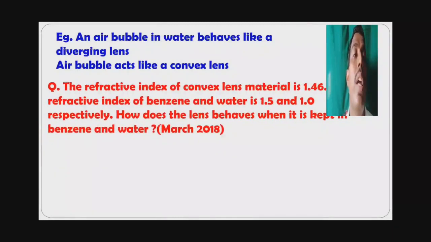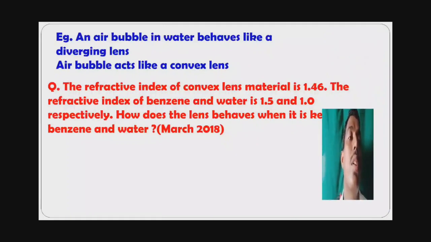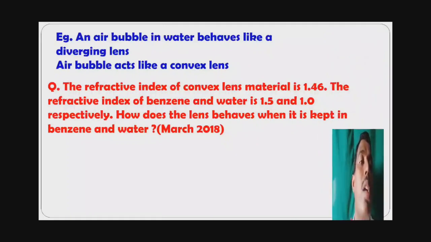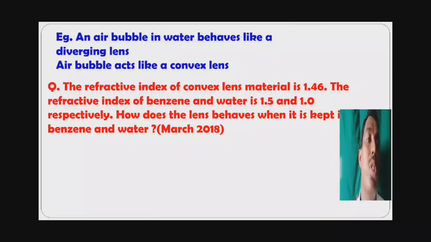The refractive index of the convex lens material is 1.46. The refractive index of benzene is 1.5 and the refractive index of water is 1.0. How does the lens behave when it is kept in benzene and water? The refractive index of the lens is 1.46.